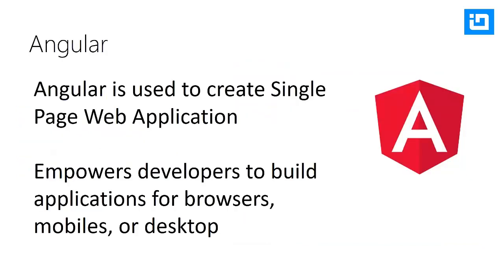Great. So we are going to learn about Angular. Now, what is Angular? If you are fairly new to Angular, just to give you a simple definition, Angular is used to create single-page web applications. Now, what is a single-page web application? In a single-page web application, the whole DOM gets downloaded once from the server, and then only certain sections of the DOM are updated asynchronously. You can learn a more in-depth definition on the internet, and Angular empowers developers to build applications for browsers, for mobiles, for desktops. So this is Angular.